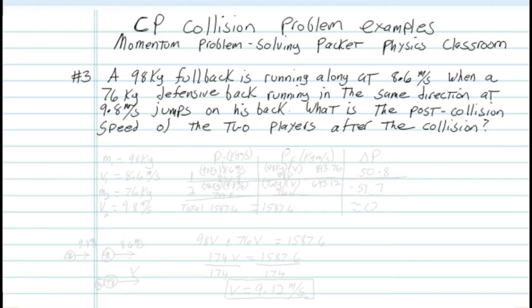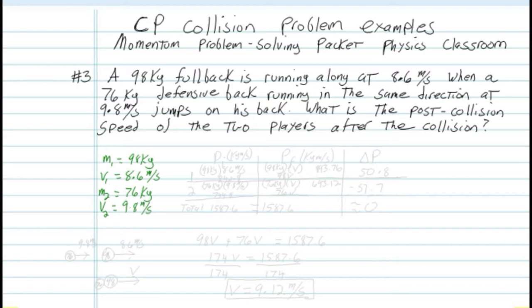All right, so the first thing, as always, we're going to write everything down and make a sketch. So we have mass 1 is 98 kilograms, and velocity 1 is 8.6 meters per second. Mass 2 is 76 kilograms. Velocity 2 is 9.8 meters per second, and since he jumps on his back, they're moving in the same direction.